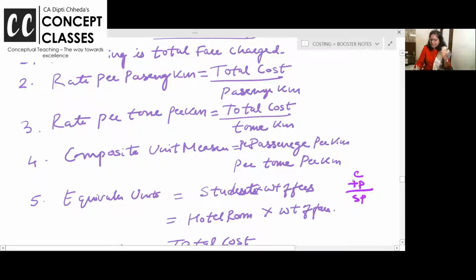So if the percentage is 20% on cost, 100 cost, 120 taking. If the percentage is 20% on sales, take sales as 100. 20% is the profit. Cost will be 80. So once you get the total cost, divide by passenger kilometer or by ton kilometer. Composite unit of measure is per passenger per kilometer, per ton. See, there are two denominators: how many kilometers the vehicle will go and how many passengers there are. So that's called a composite unit of measure.